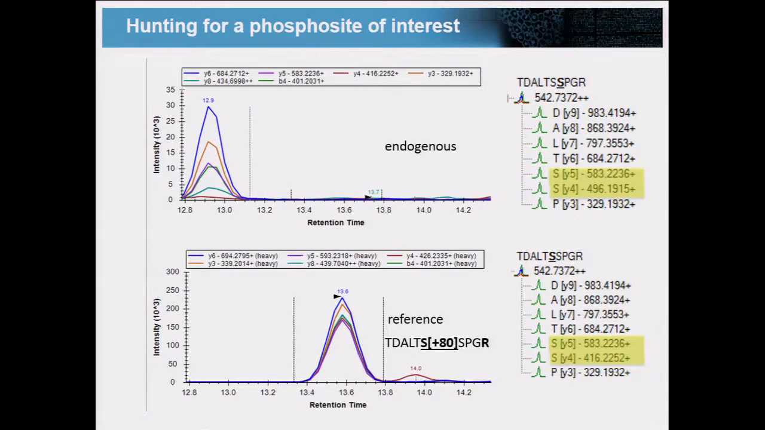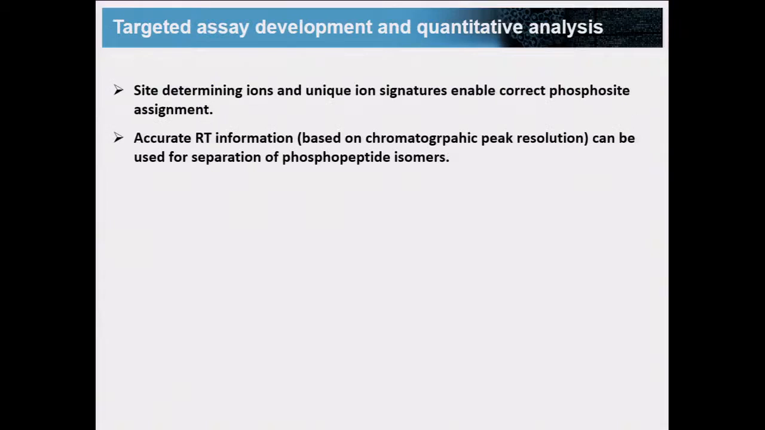So, to summarize this part, we can look at site determining and unique ion signatures to enable correct phosphosite assignment, and then we can also use accurate retention time information to separate phosphopeptide isomers, and the combination of these two pieces of information is very, very useful when we do the identification and quantification in targeted proteomics.